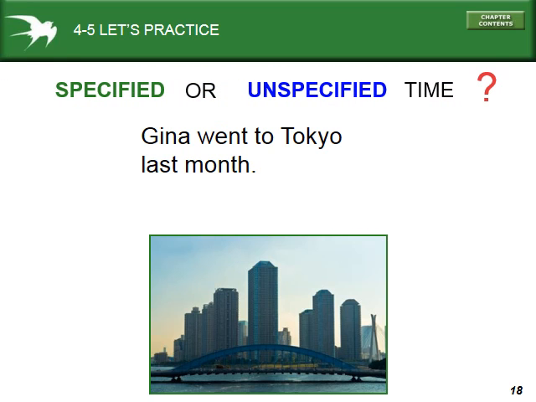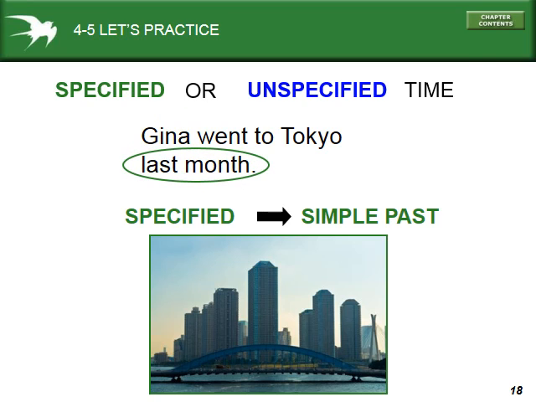Gina went to Tokyo last month. Do we know when this happened? We do know. We do know last month, even if we don't know the specific day. Because we have last month, we're going to say that that is specified.